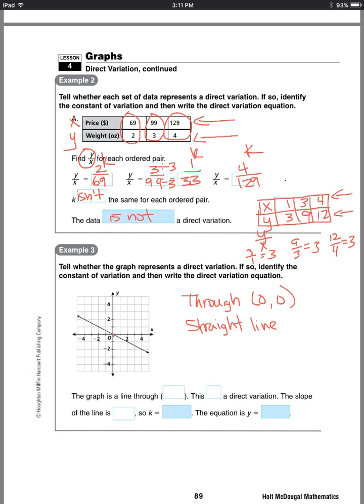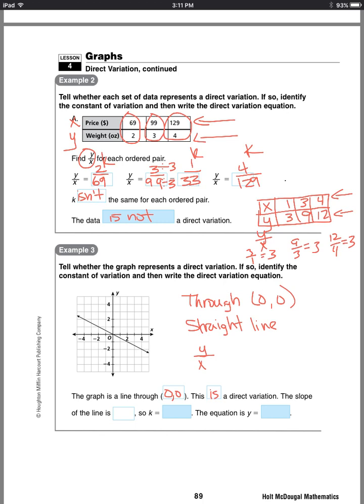So it does go through 0, 0, and it is a straight line. So the graph is a line through 0, 0. So this is a direct variation equation. The slope of the line is, well, now we have to figure out the slope of the line. So we have to think back to y over x.